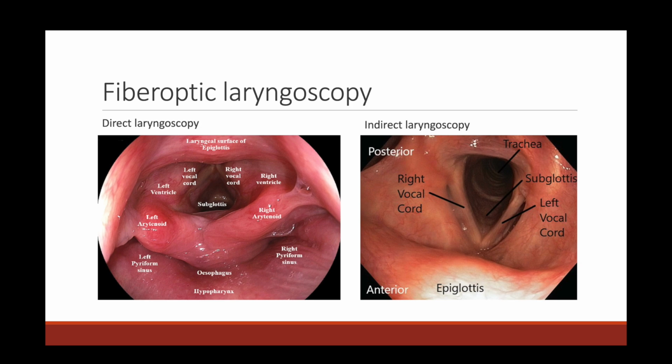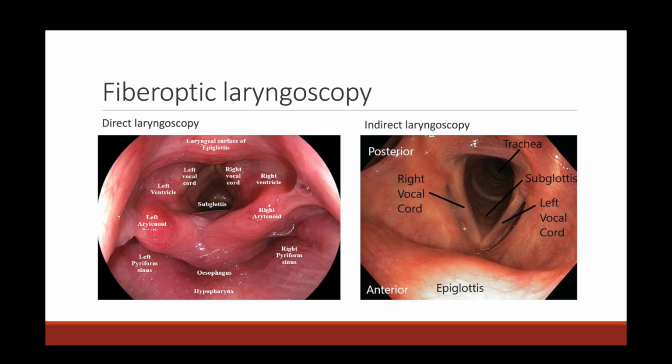Whenever we're indirectly looking, we're standing in front of the patient, passing the scope from their nose and looking down. Anteriorly is going to be the epiglottis, because the epiglottis is the anterior facing structure. And the epiglottis is going to look like it's at the bottom of the screen. So whatever is anterior is going to be at the bottom of the screen, and whatever is posterior is going to be at the top. What I just described, and what we do in our rad-onc clinics, is an indirect laryngoscopy.